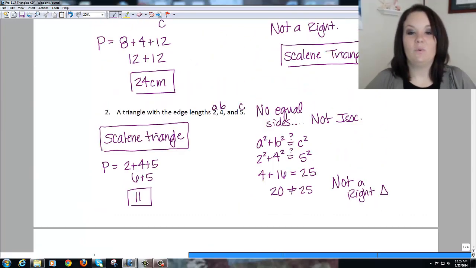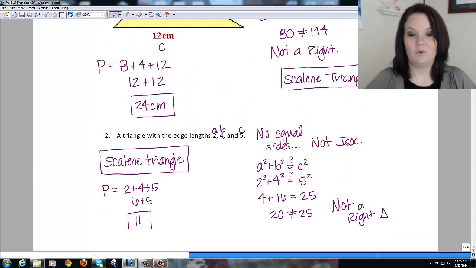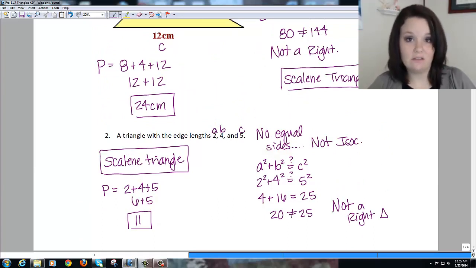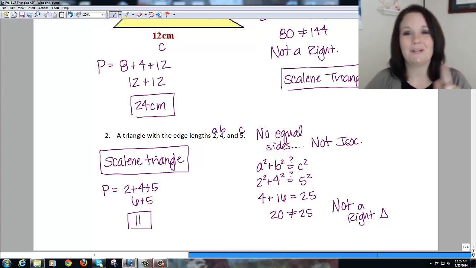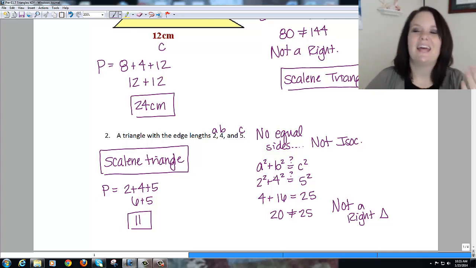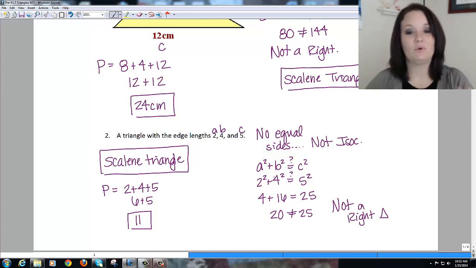Okay, so with that being said, we should now be able to do your Pre-E1.7, okay, to determine if it's isosceles or right or scalene. You check for isosceles, you check for right. If it's neither of those, then it's scalene. And remember, perimeter is adding all the sides together.